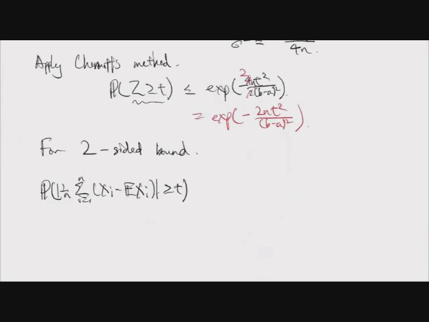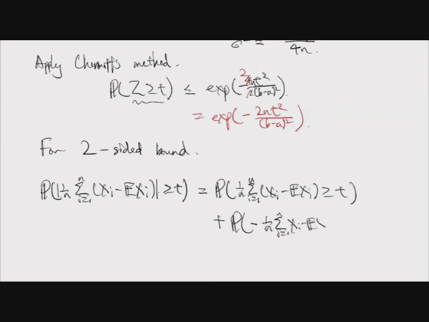Okay, so if the absolute value is bigger than t, this means that either the non-absolute value portion is bigger than t, or it means that minus the quantity, and the absolute value is bigger than t. Okay, so that's the definition of absolute value.